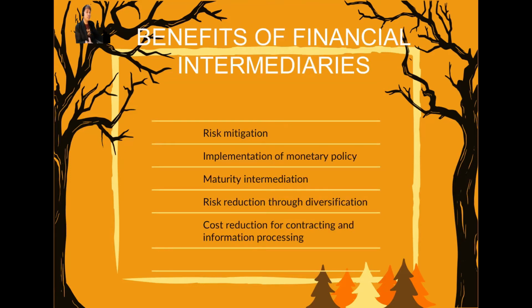Okay, so risk mitigation in terms of managing your risk, and then implementation of monetary policy. Now, maturity intermediation. So paano naman ang maturity intermediation? So financial intermediaries can offer you longer payment terms, no? So say for example, a loan is about to mature, no? You can renew the loan, and then negotiate for longer term.